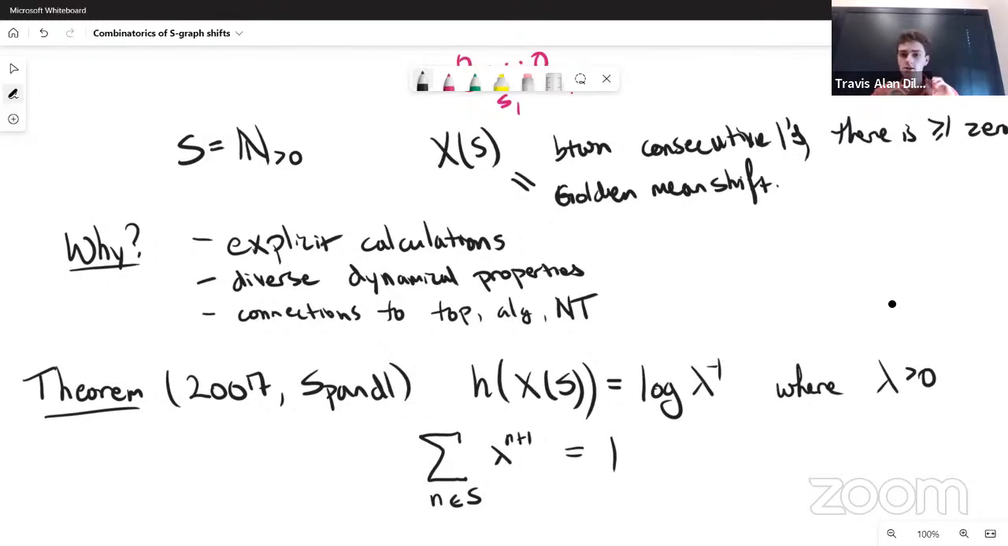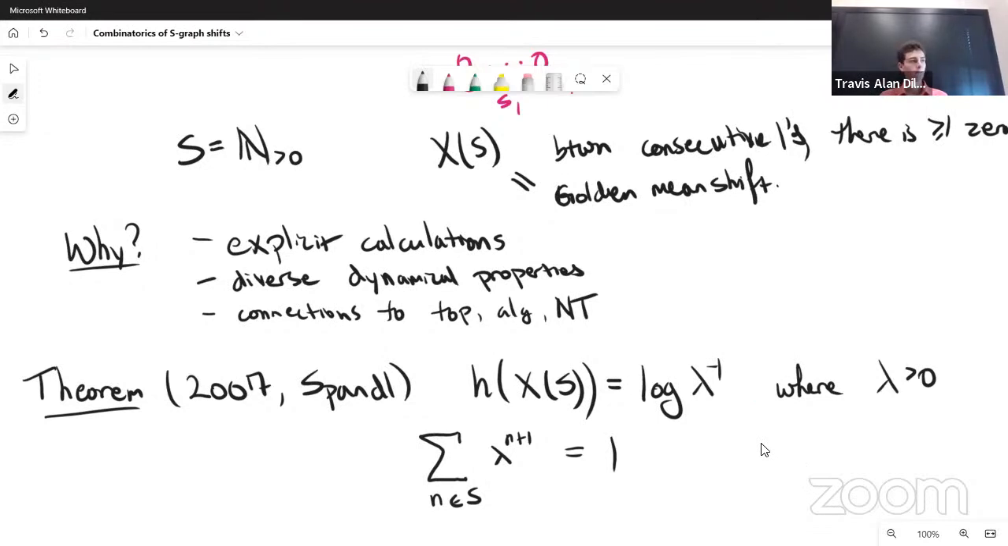For certain particular cases, you can actually use this to calculate it. For example, you can calculate the entropy of the golden mean shift this way, as well as a good number of others. You can also get a good approximation by just cutting off this series at a particular point, cut off at 1,000 or something, find a solution on your computer, and then this is not a bad approximation of the entropy. So this is the formula.